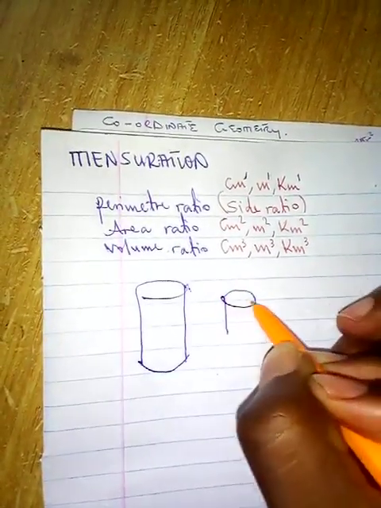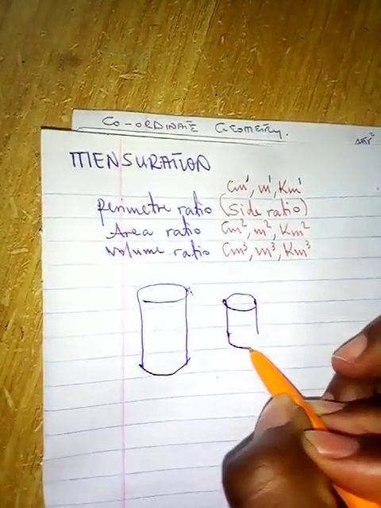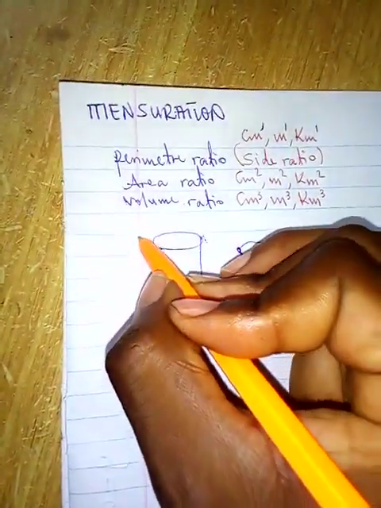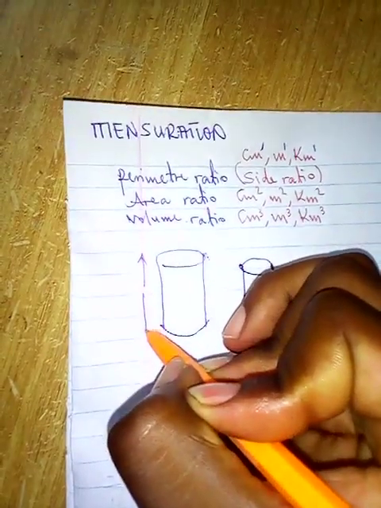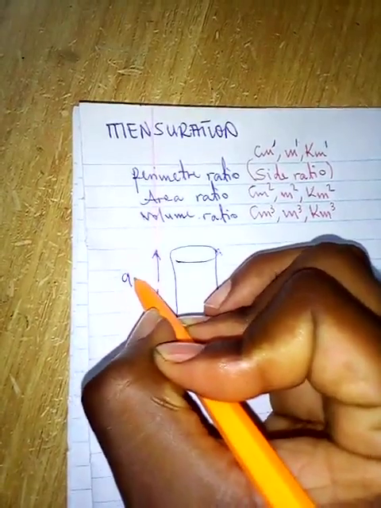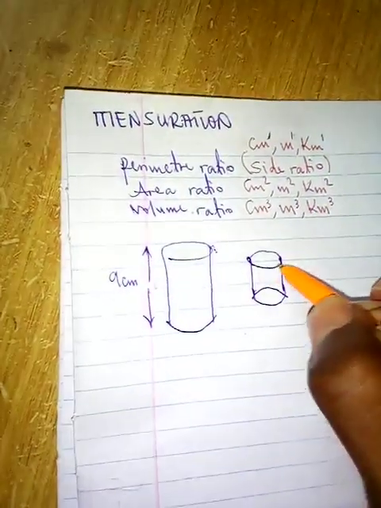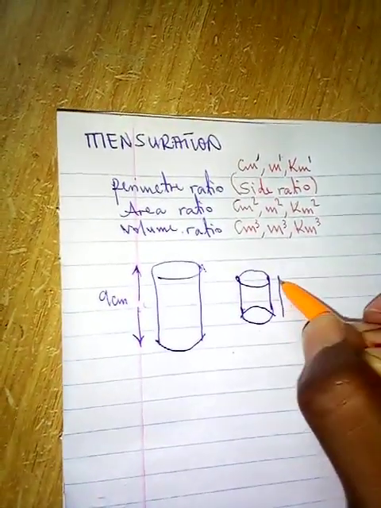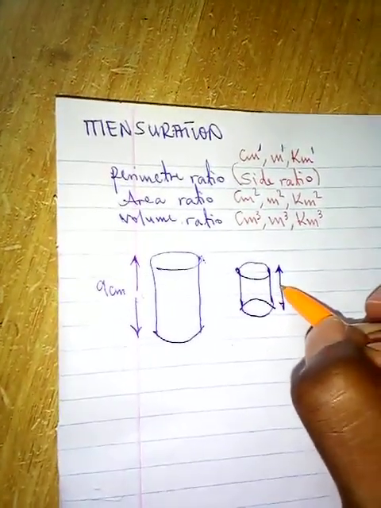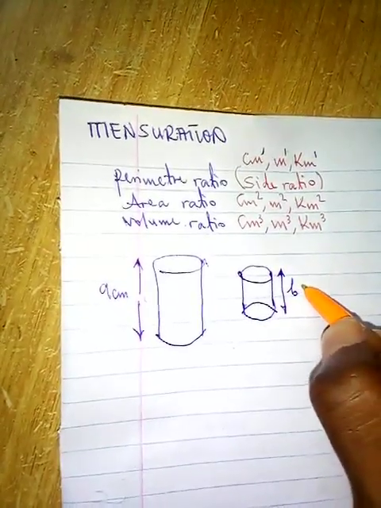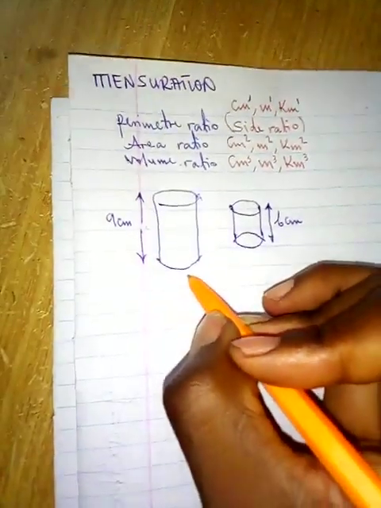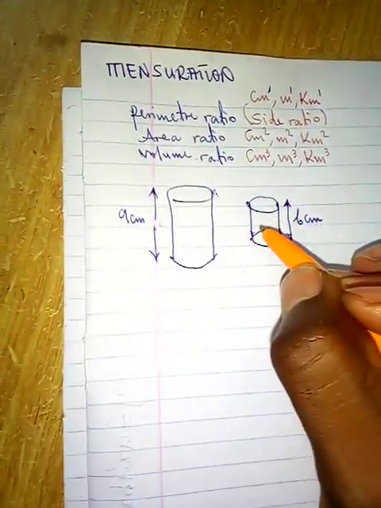Two similar cylinders. How can we determine the area ratio and volume ratio? So let us imagine this is maybe 6 centimeters, maybe 9. And let us imagine this one to be 4 centimeters, or 6 centimeters. This would be better. And then they want us to determine the perimeter ratio or side ratio.